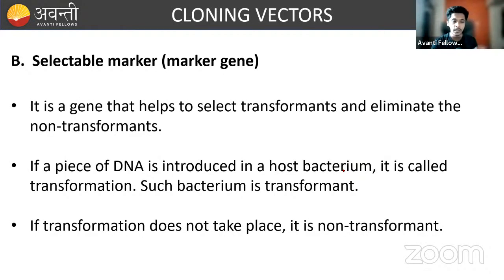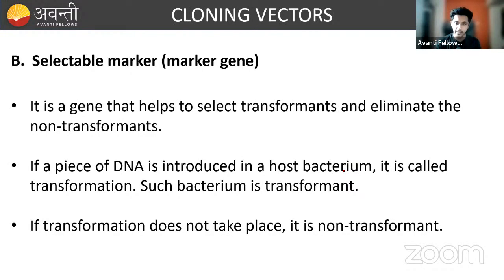That means which of our vectors have my foreign DNA and which of the following vectors do not have my foreign DNA. Whichever have my foreign DNA are called transformants, whichever do not have my foreign DNA are called non-transformants. This ability of identifying gives us a platform or a tool to identify which is transformed and which is non-transformed. That tool is called a selectable marker.